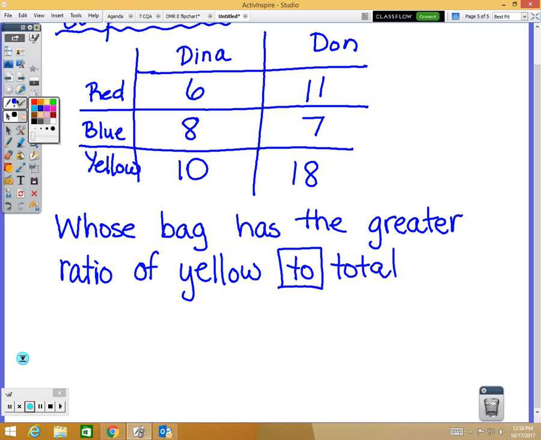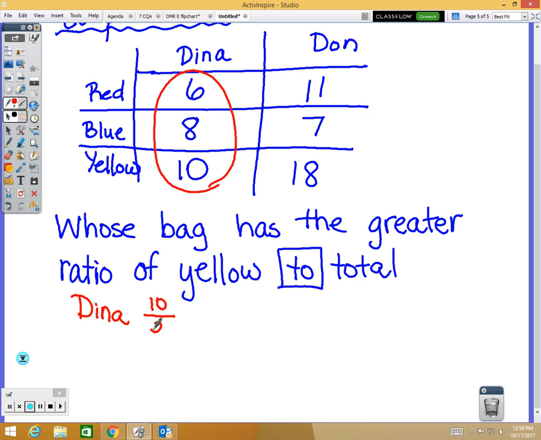Okay, so let's go for Dina first, and I'm going to use red for Dina. So in Dina's bag of marbles, how many yellow marbles does she have? 10. And how many total marbles does she have? We're looking only at Dina. Total. 24. 10 over 24, okay? We might need to simplify it, but for right now I'm just going to leave it as is.